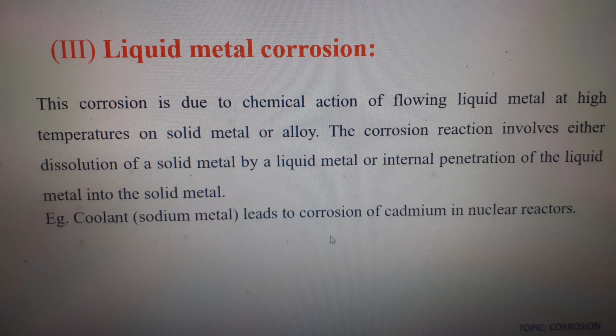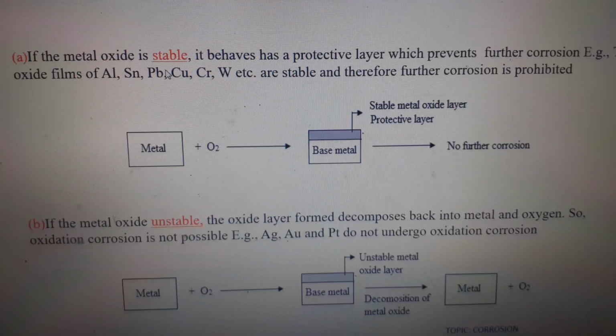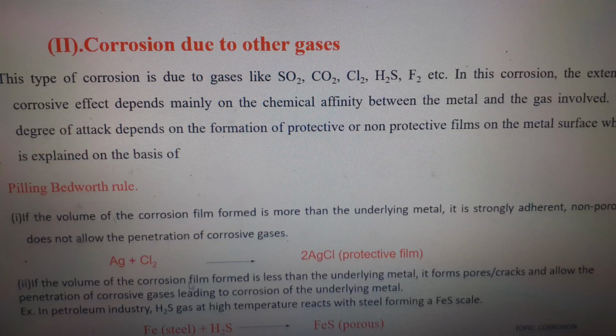So you can again explain this method by giving examples, but in the journal the question is asked on dry corrosion: the types of metal layers formed when dry corrosion takes place. Basically, what is a stable metal oxide layer, what is unstable, volatile or porous. So basically the question is asked on these types of layers.